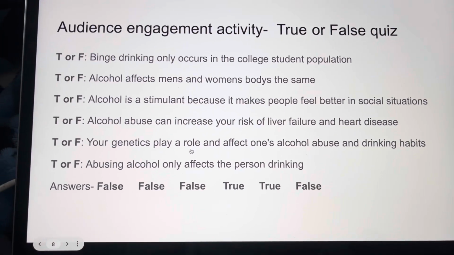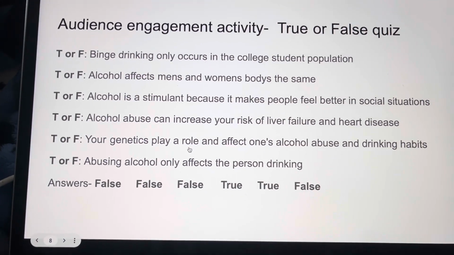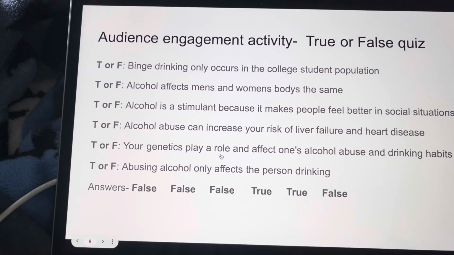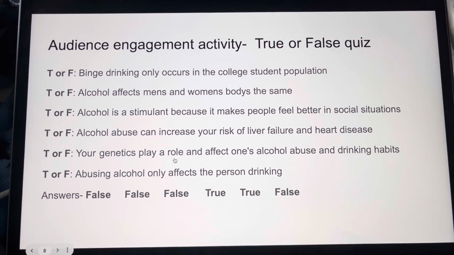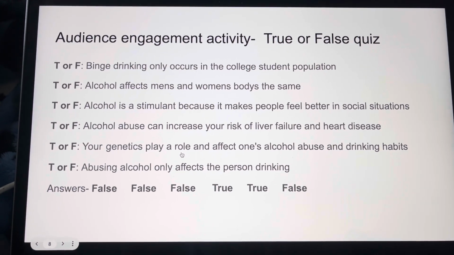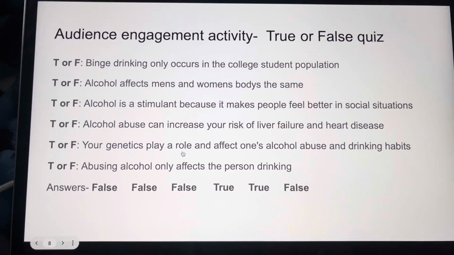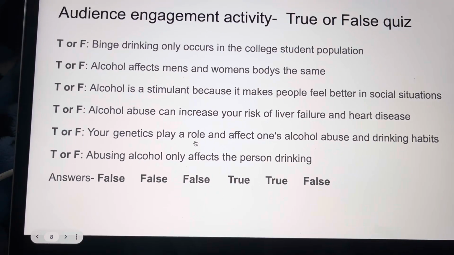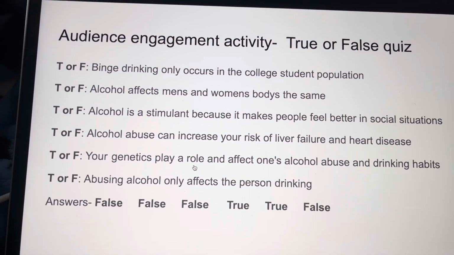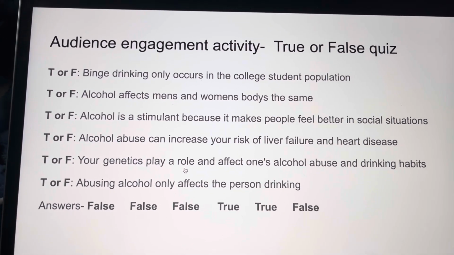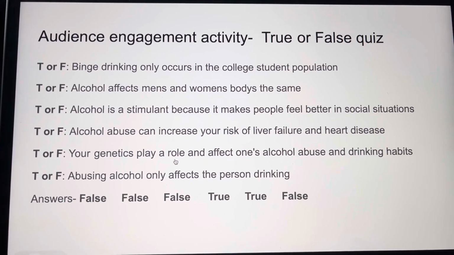The next one, alcohol affects men's and women's bodies the same. That is false, because for the definition of binge drinking, it's 4 drinks for women and 5 drinks for men, so it affects men's and women's bodies differently. Alcohol is a stimulant because it makes people feel better in social situations. That is false. Alcohol is actually a depressant.